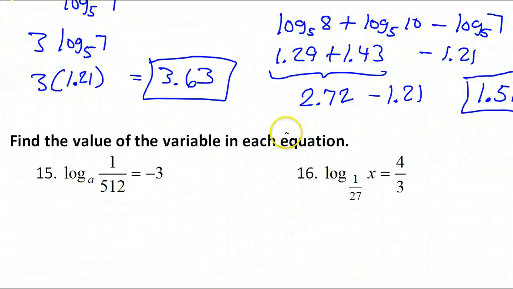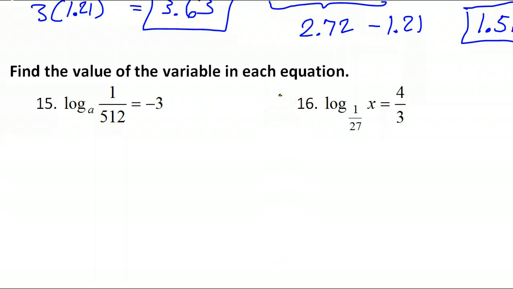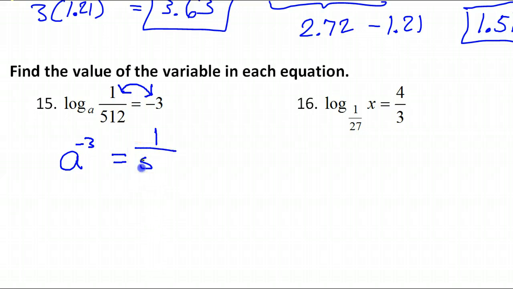Alright, number 15. Find the value of the variable in each equation. All of these are going to involve rewriting into exponent form. Start with the base. If I bring down this base of a, then everything else will change sides. So this negative 3 is going to come over here and become the power. And then this is going to come over here, 1 over 512.